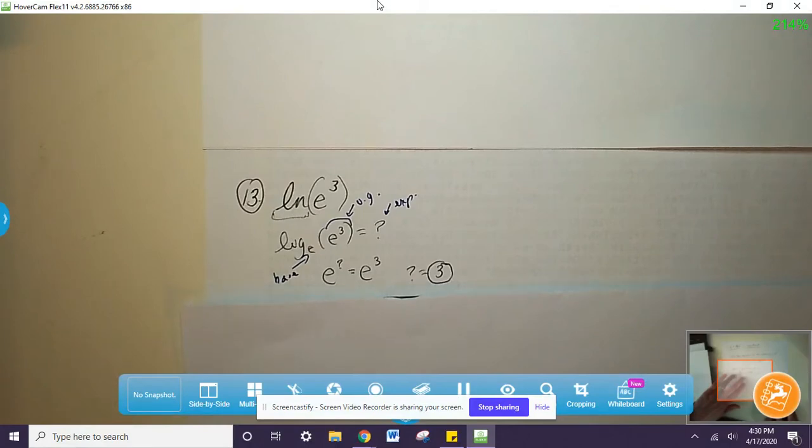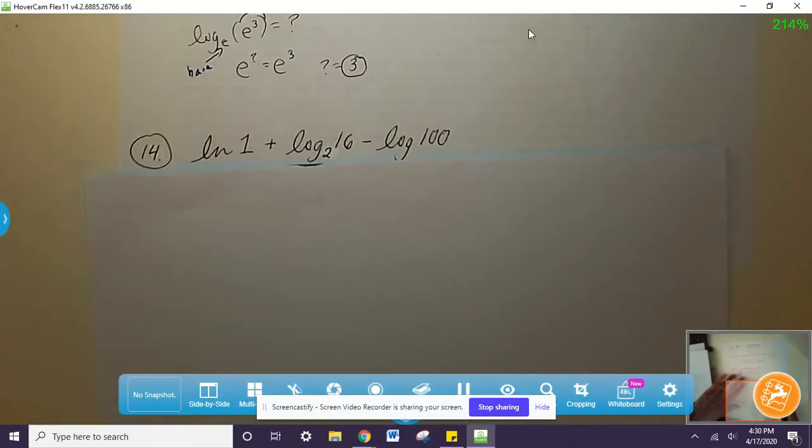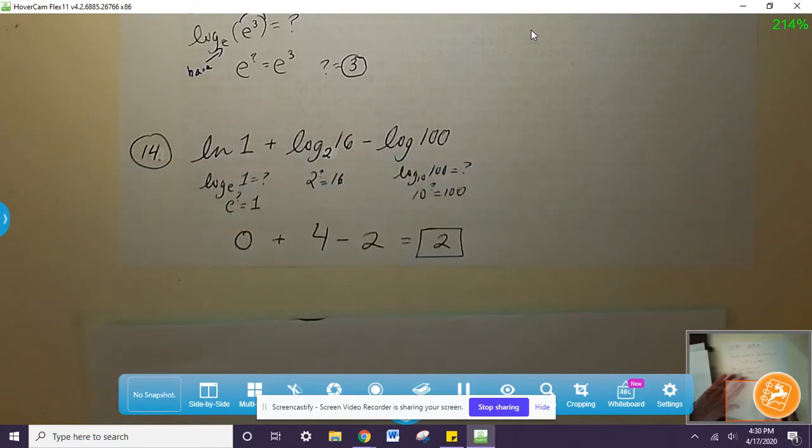And here comes our last problem for today. Last problem for today, pre-calc. Here we go. I'd like you to figure out, please, what the natural log of 1 plus log base 2 of 16 plus log of 100 is. Take a moment and try that on your own. And if you get really stuck, don't worry. I'm going to show you the solution in just a minute. Your final answer should be 2.